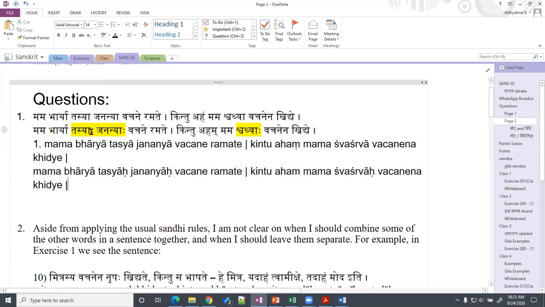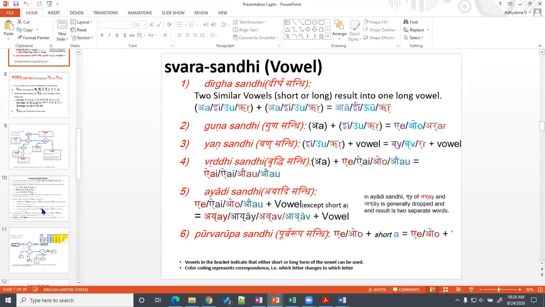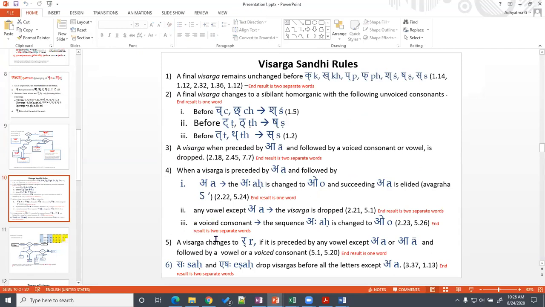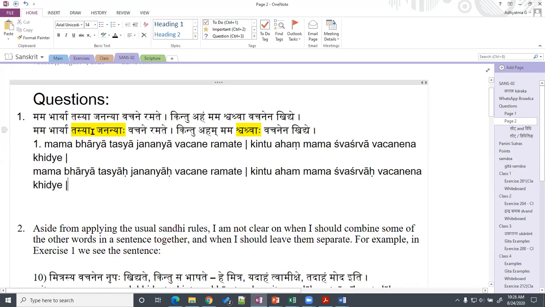So the sandhi here is tasyaha jananyaha. It's the sixth case singular. Janani, jananyaha shashruvaha, sixth case singular, and the visarga drops. If you remember this rule, visarga sandhi: visarga drops when preceded by akara and followed by a voiced consonant or vowel. The visarga is dropped. So that's the rule which is taking place here. Preceded by akara and followed by a voiced consonant.